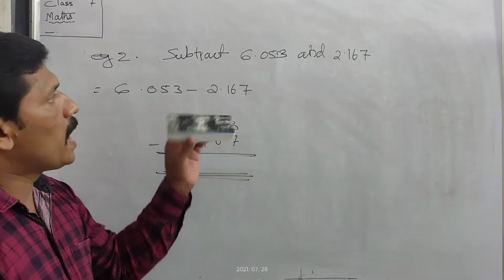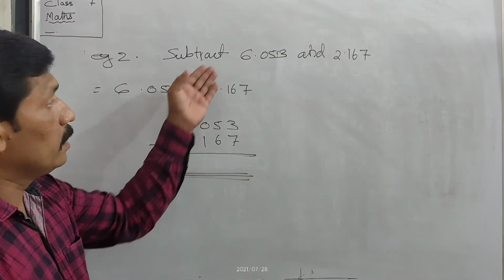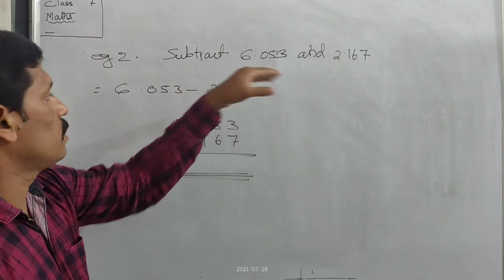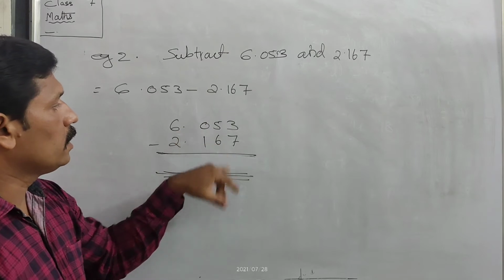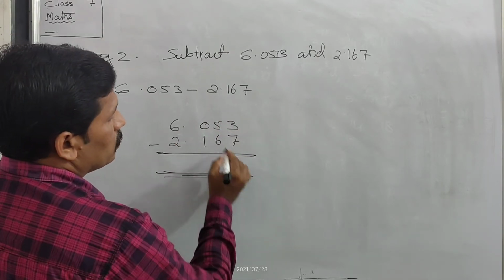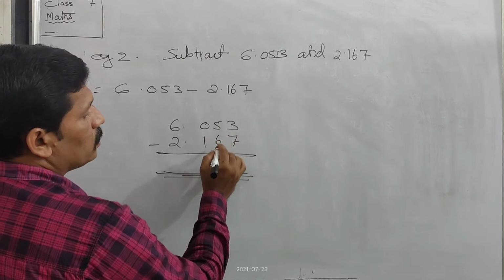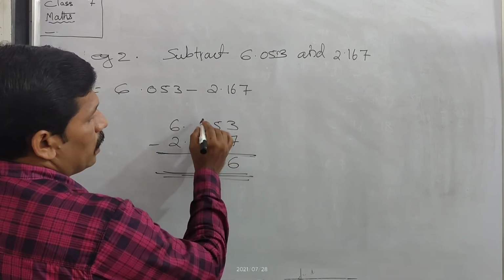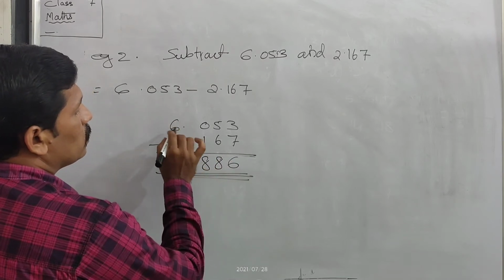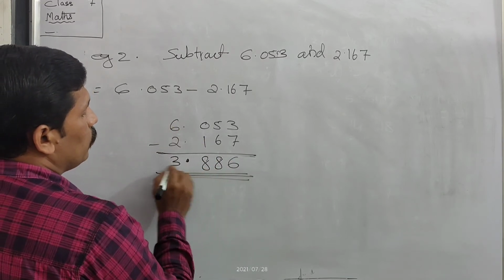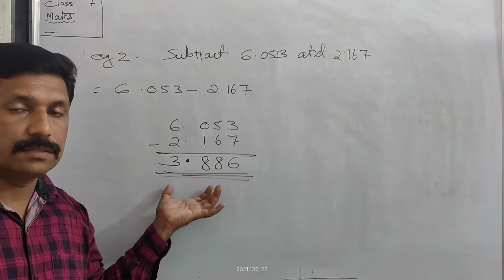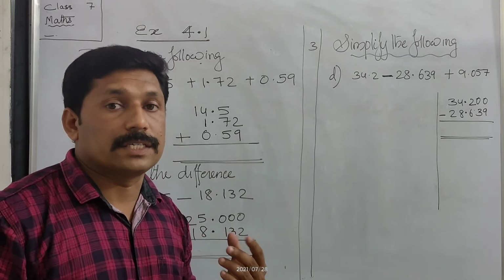Now we solve how to subtract decimal numbers. Subtract 6.053 and 2.167. Here we have written them in correct order. Then we subtract: 13 minus 7 is equal to 6. Here 14 minus 6 is equal to 8. And here 9 minus 1 is equal to 8. Then the point. Then what is remaining? 5 minus 2 is equal to 3. So here we got 3.886.